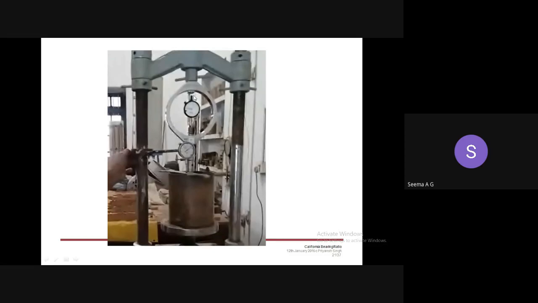Usually load is measured on the proving ring, or the proving ring reading is taken at 0.5 mm, 1 mm, 1.5 mm, 2 mm, etc. Likewise for penetration: 0.5 mm penetration, 1 mm penetration, 1.5 mm penetration, etc. We are taking the proving ring reading. So this is a dial for the proving ring. You can take the proving ring reading from this for 0.5 mm, 1 mm, 1.5 mm penetration, etc.